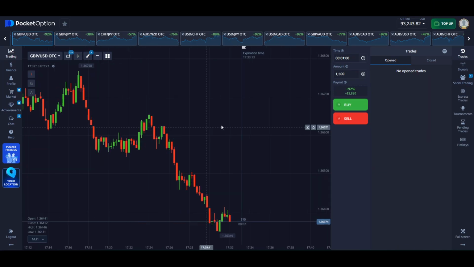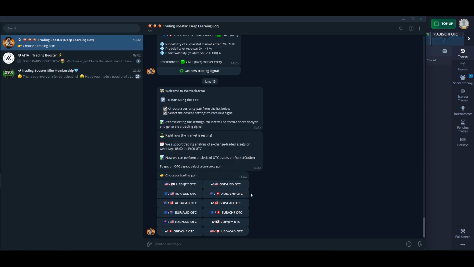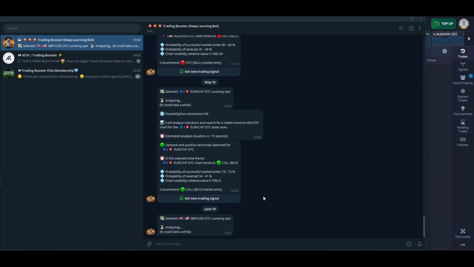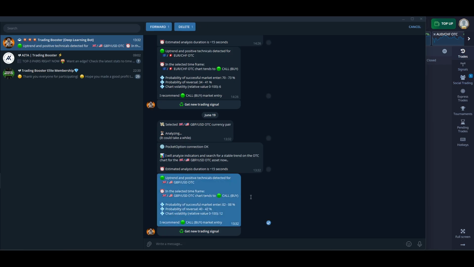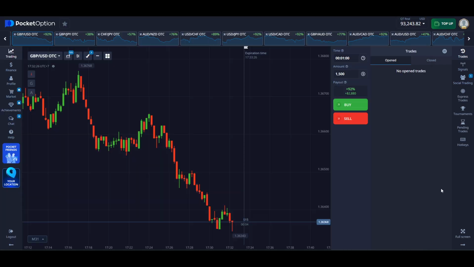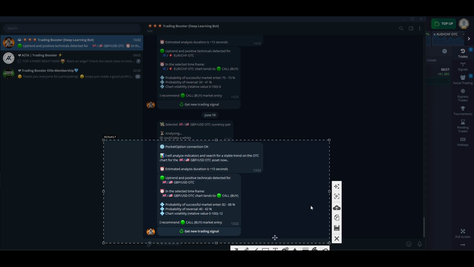I select the currency pair, British pound to dollar, and choose the same pair in booster. I pick the OTC market and select 1 minute for the trade. And I get a buy signal with excellent percentages. Right from here, I open my buy trade for 1 minute, and let's break down what exactly these percentages mean for a successful trade entry.